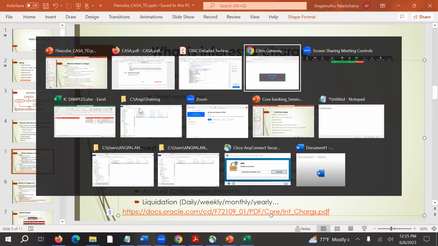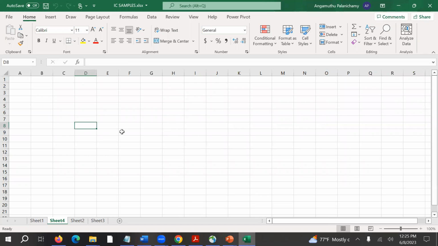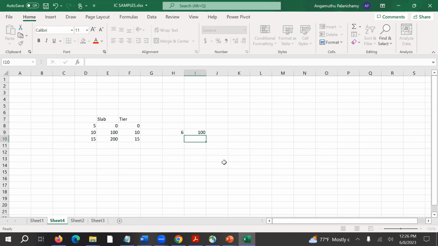And I will put it here. Five transactions, 10 transactions, 15 transactions. In slab, I'll say 0, here I say 100, here I say 200. Here in tier I'll say 10, 10, 15. So if the customer is doing 6 transactions, as per the slab, we will get 100. As per the tier, he will get only 10.